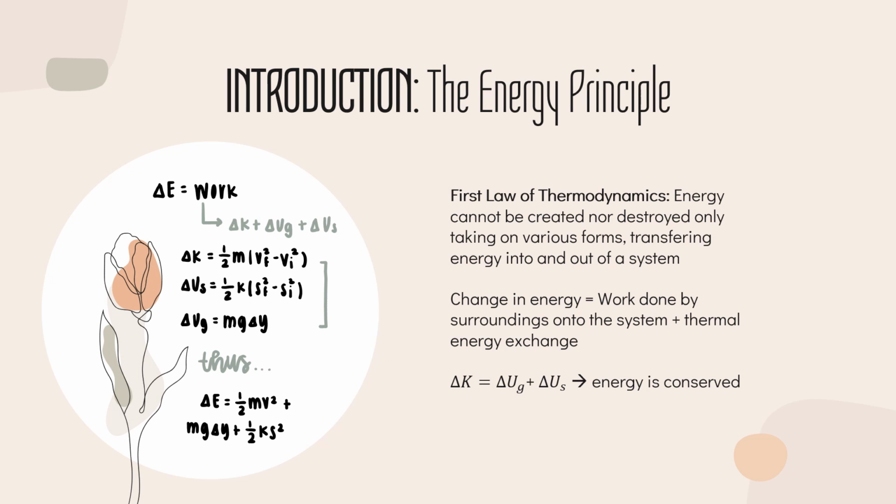To the right, we can see that the change in energy is equal to the change in kinetic energy plus change in gravitational energy plus change in spring energy, which can also be modified to derive the equation. The change in energy equals 1/2 mv squared plus mg change in y plus 1/2 ks squared.